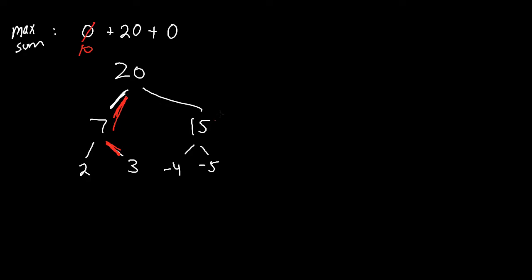Now on the other side, we can ask 15 the same question. So let's break this down. We have 15 with -4 and -5. Since it's recursive, 15 will also ask -4 and -5. So you can see something like this for 15, where we choose 15, and we initialize these two to zeros. Again, 0 meaning that we don't take that path.